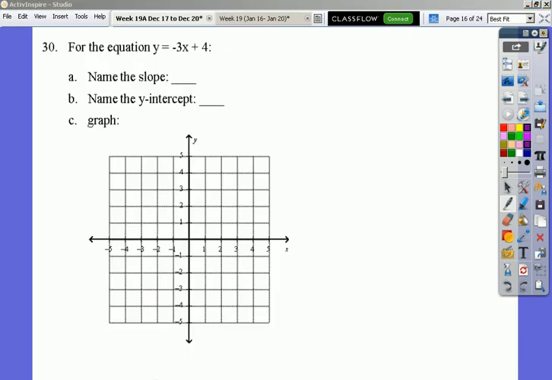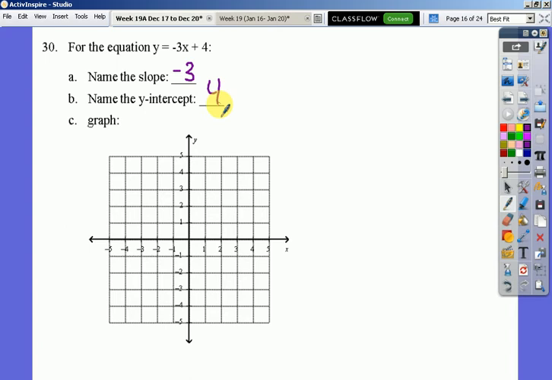Let's move on. It says, for the equation y equals negative 3x plus 4, name the slope. Negative 3. Thank you. Remember, y equals mx plus b, m being the slope. Okay, so negative 3. What's the y-intercept? 4. Okay, so I'm going to graph it.